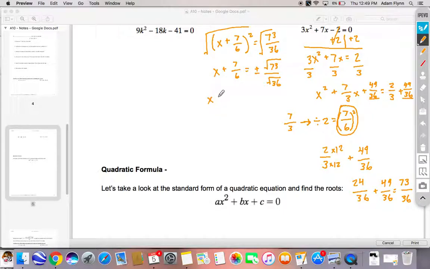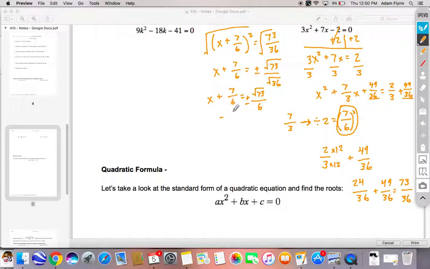So x plus 7 over 6 equals, I know 73 is not divisible by 2, it's not divisible by 3, 4, 5, 6, 7, 8, or 9. So we'll just leave it as the square root of 73. And the square root of 36 is 6. Of course, I have my plus or minus out front.